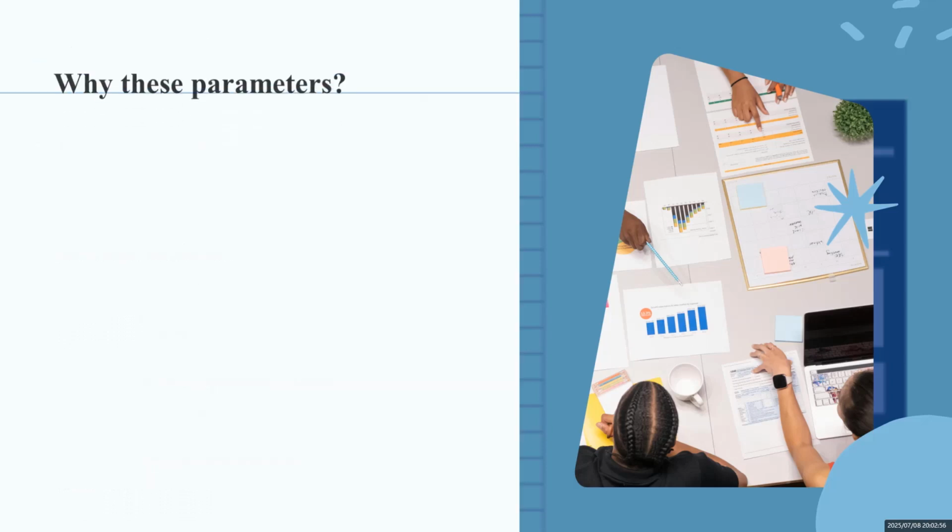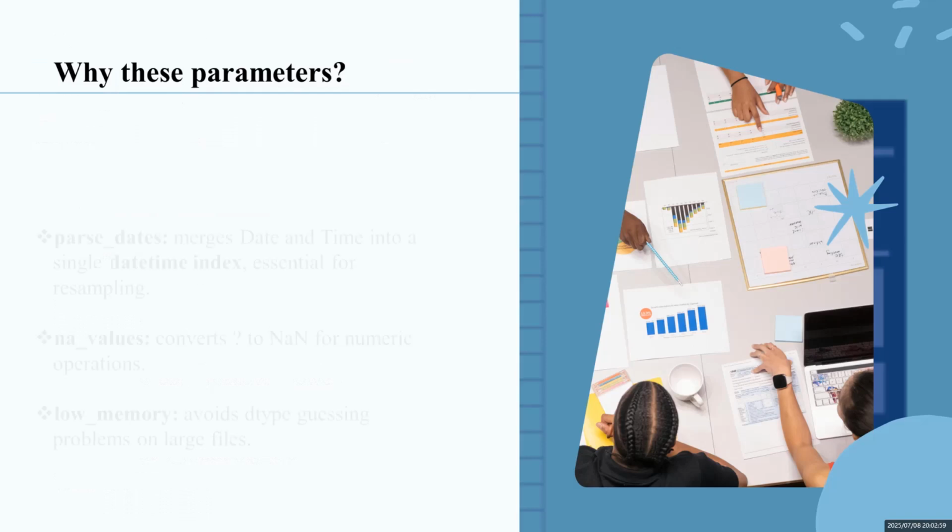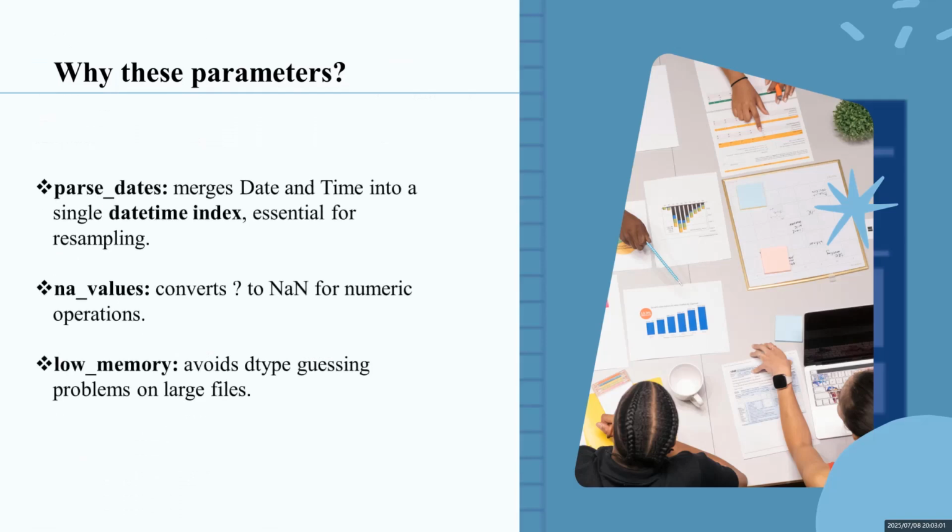Now, the next thing I want to talk about, maybe you've been wondering why these parameters. For the first one, which is parse_dates, what is the importance of this? This helps us to merge date and time into a single datetime index. So instead of having 2 separate columns, we concatenate the date and time together, and we could give it a variable name, datetime. This is essential for resampling.